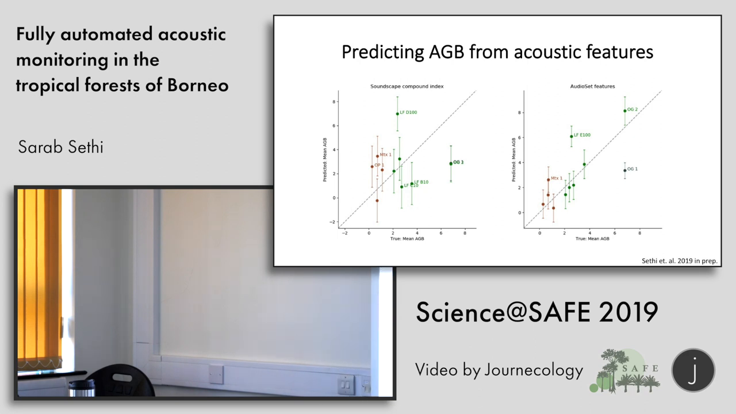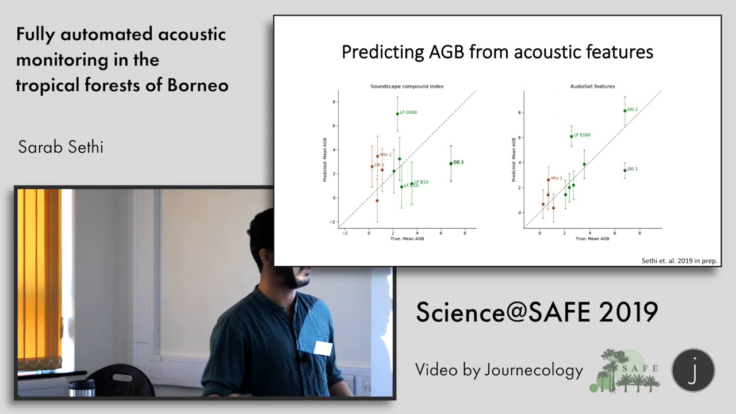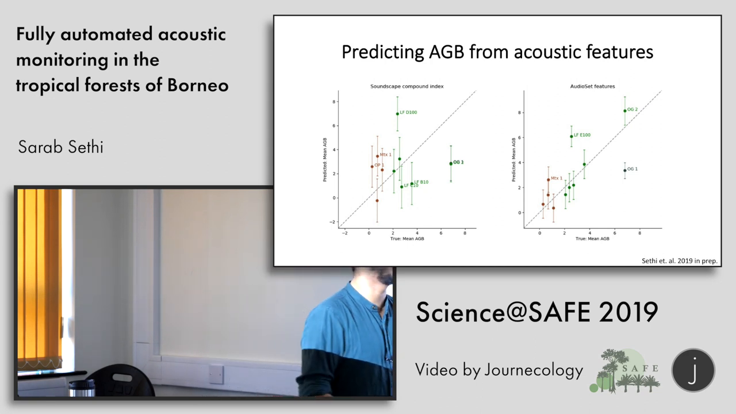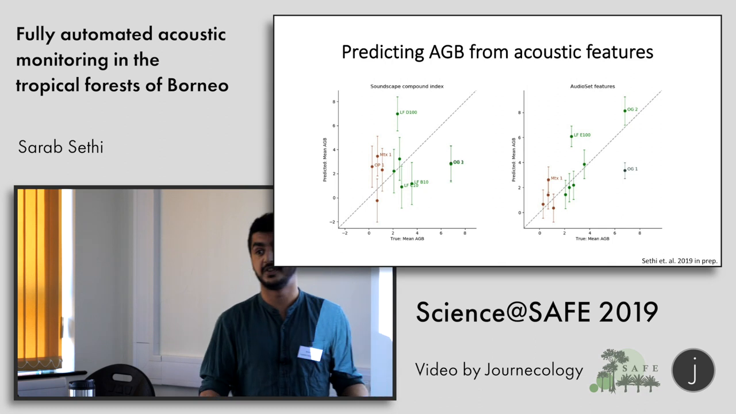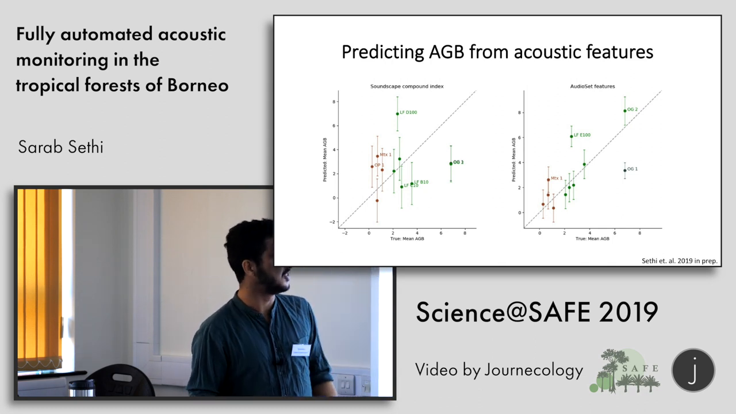So true value of above ground biomass versus predicted value, you get quite a nice trend. And as I said, I'm using some really simple models just because linear stats is nice to talk about and easy to interpret. But if you actually wanted to do this, I'm sure you could get better results out. Similarly, with those handcrafted features, you just don't.